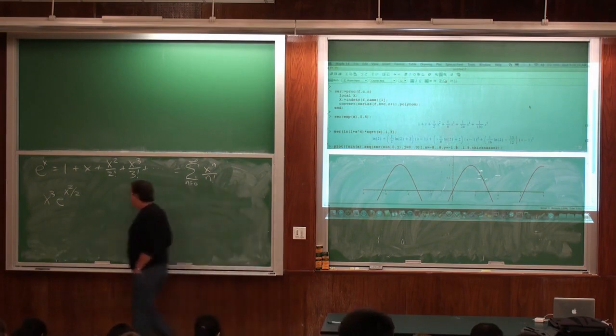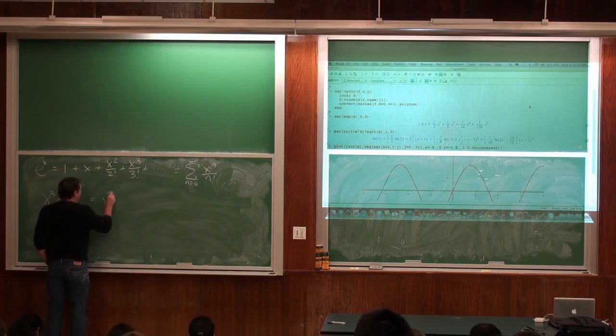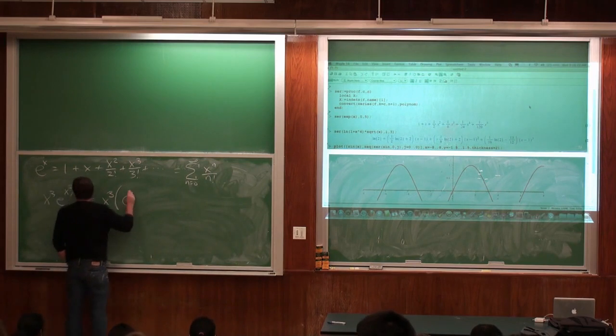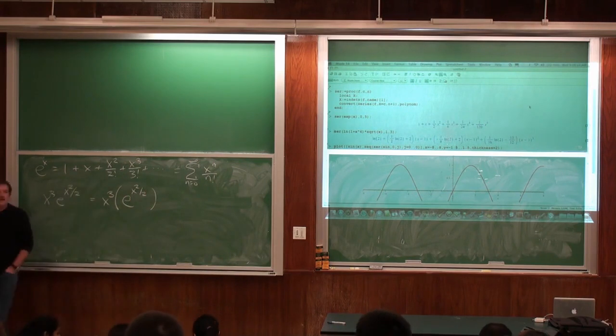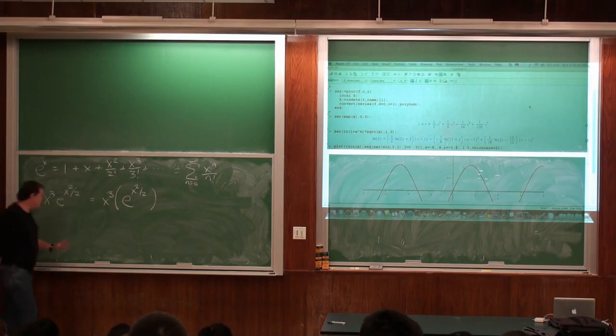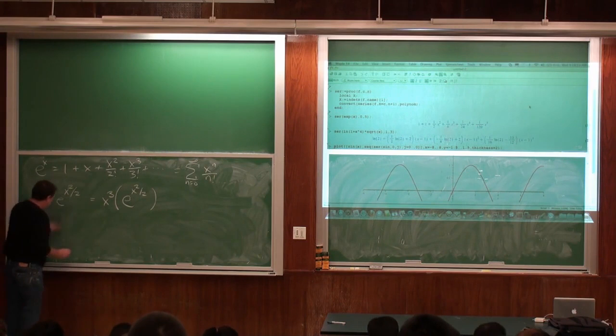Separate them into two, okay? So think of this as x cubed times e to the x squared over 2. Good, and then? So nobody knows? Okay, so let's make it be an easier problem. Suppose the problem was series for u, e to the u.